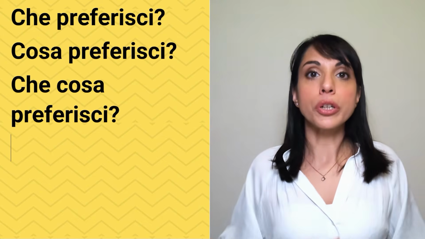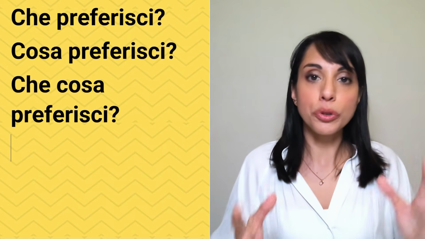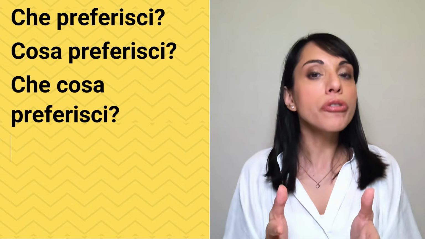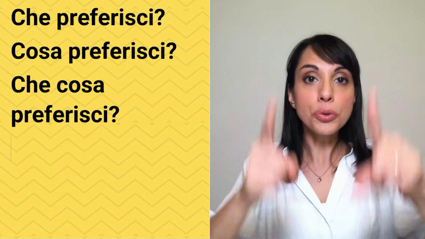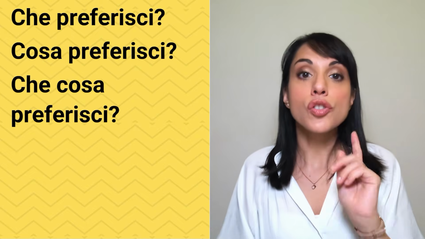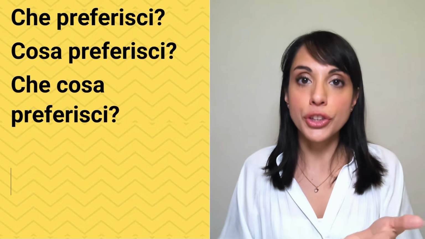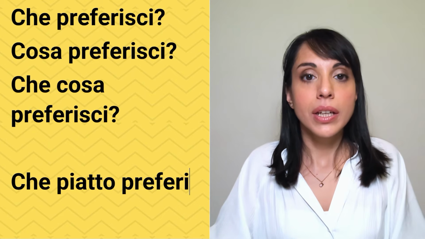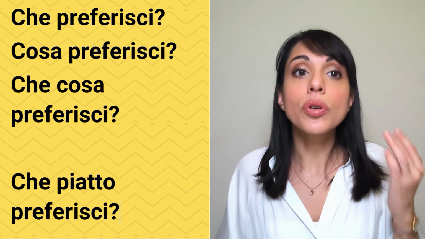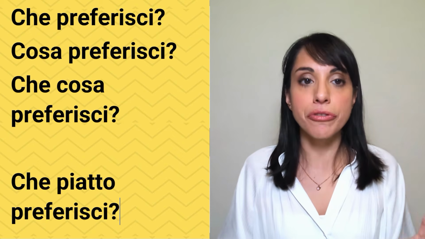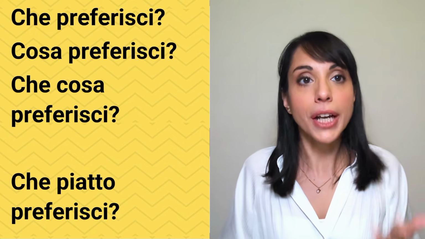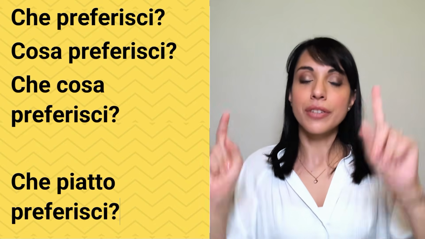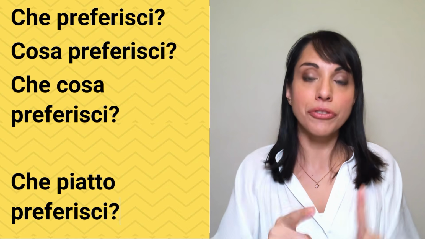What book do you prefer? What movie do you prefer? What flower do you prefer? In that case, you are inserting a noun right after che. Therefore, you will have to stick to che. So let's say, suppose you want to say, what dish do you prefer? Che piatto preferisci? That's the difference. Here I have the noun piatto, here I have no nouns, and that's your first trick. The first trick is look at what comes immediately after what.